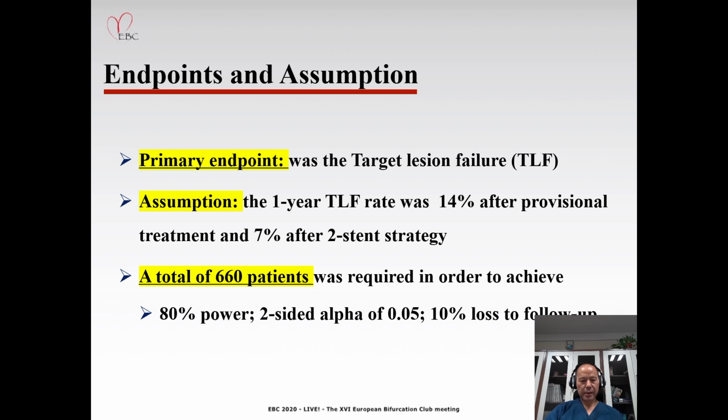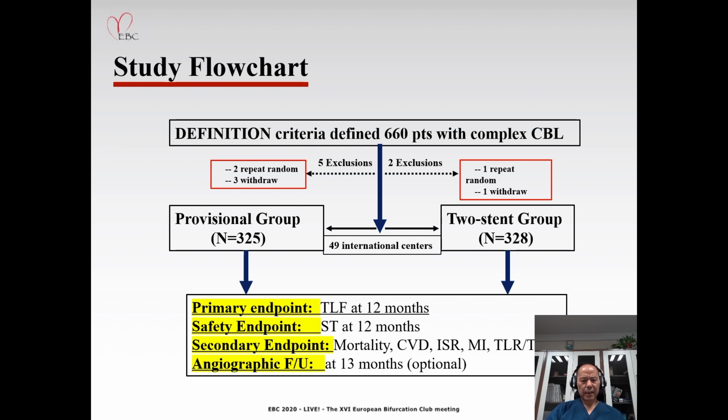Finally, a total of 660 patients was required. This is the study flowchart to show the randomization of 660 patients into provisional and two-stent group. This study was conducted at 49 international centers. The safety endpoint was stent thrombosis at 12 months follow-up. Angiography follow-up was scheduled at 13 months, but it was optional.